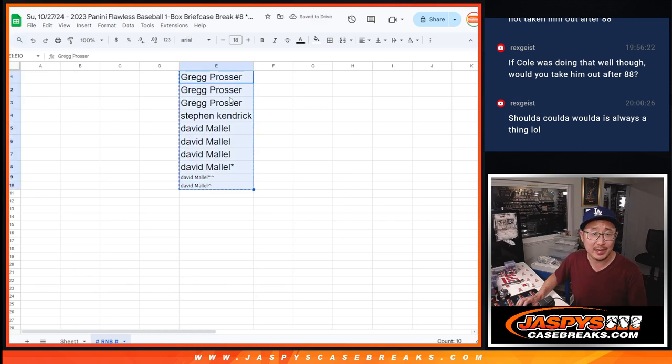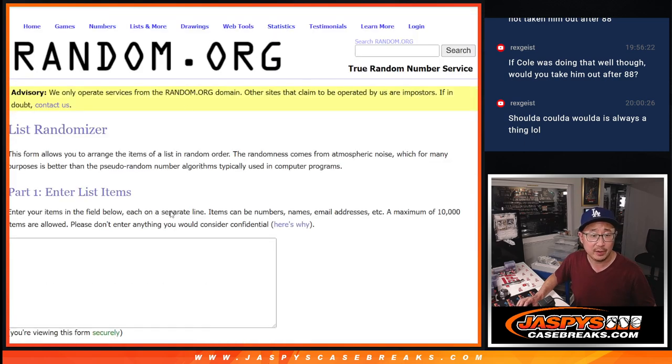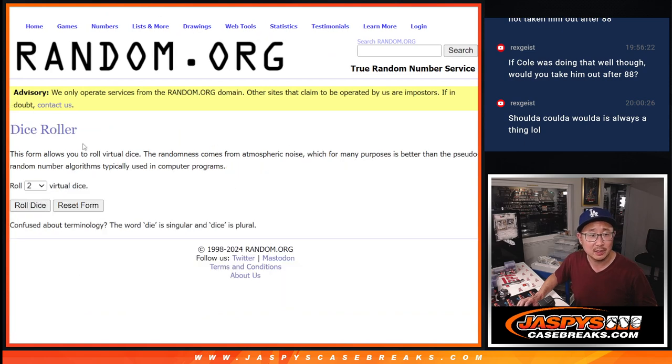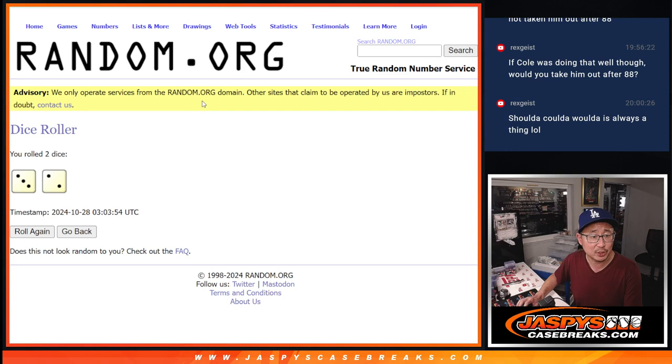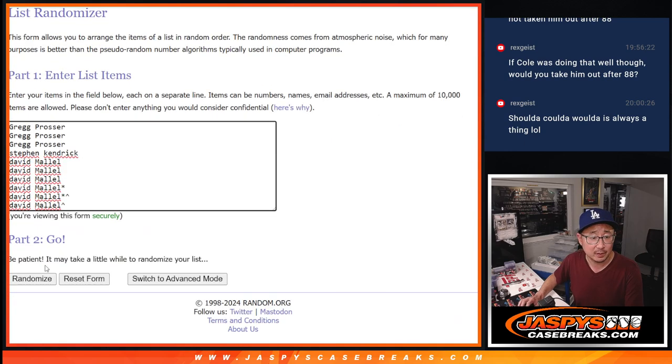Let's assign you a number. Those are the numbers right there. Those represent a block of numbers. Let's roll it, randomize names and numbers. 3 and a 2, 5 times.